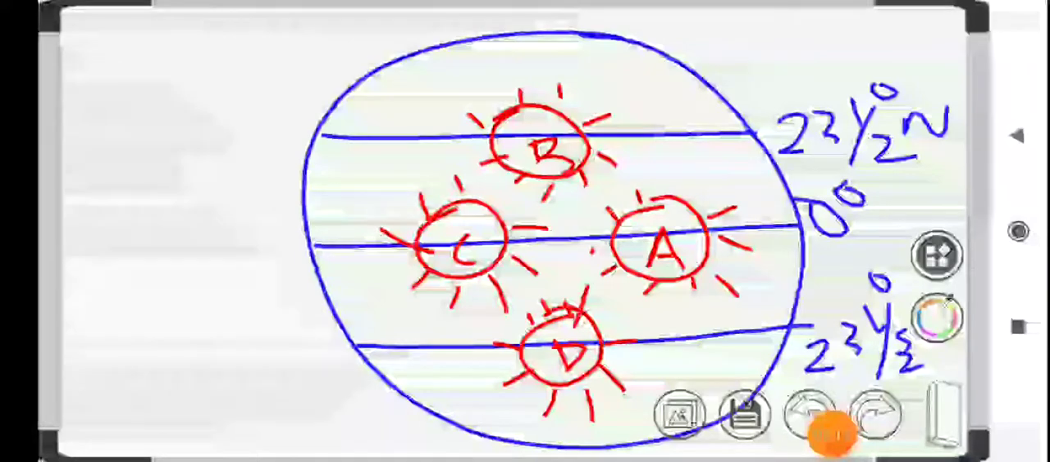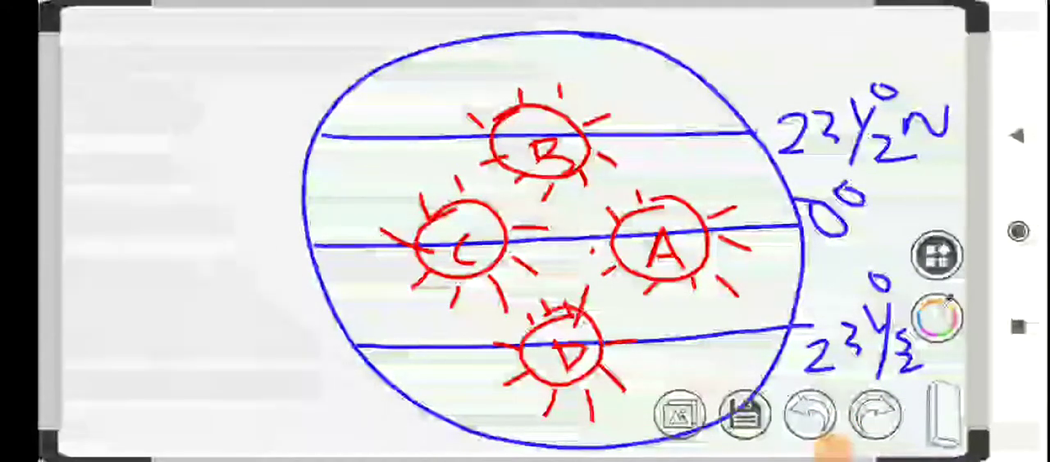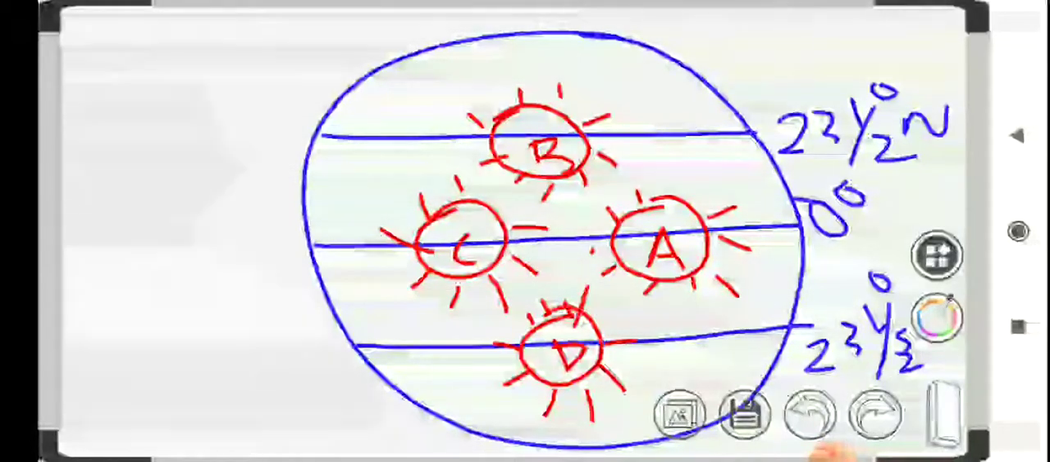Dear students, look at the diagram. What is the importance of A and C? The position of sun. Where is the sun situated? The position of sun is vertically above the equator in the positions A and C.